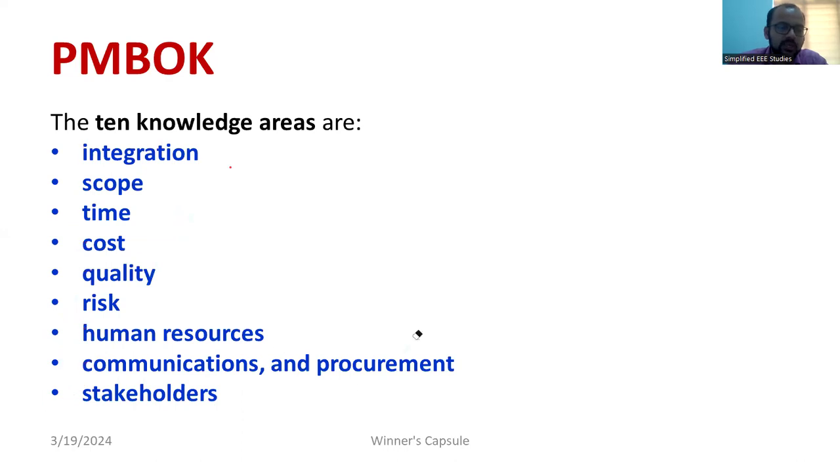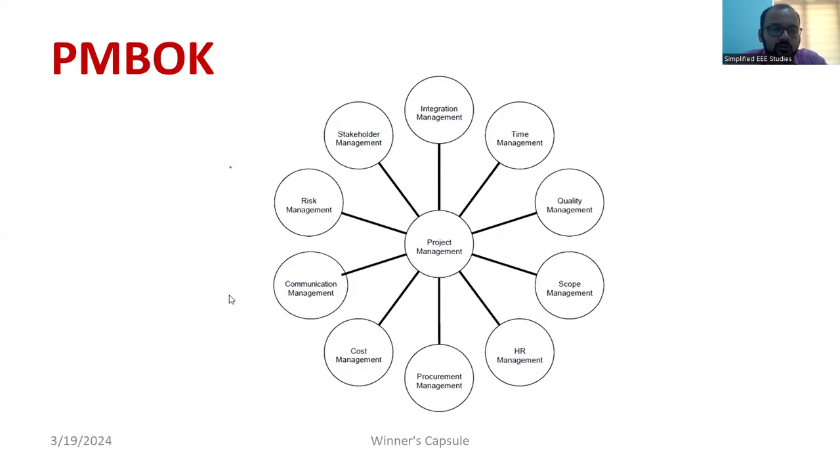This is known as PMBOK. For your better understanding, I have given a pictorial representation so that you can memorize it very easily: stakeholder management, integration, time management, quality management, scope, HR management, procurement, cost, communication, and risk all come under PMBOK. Moreover, from the exam point of view, you need to elaborate a little bit more.